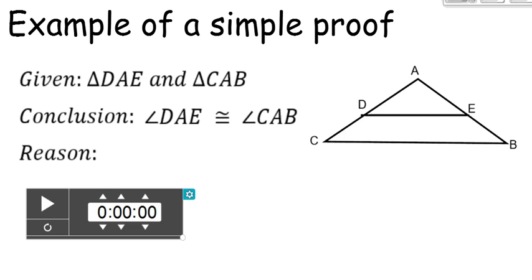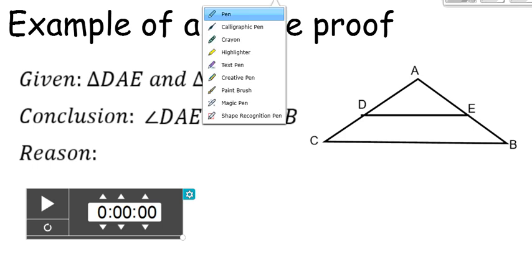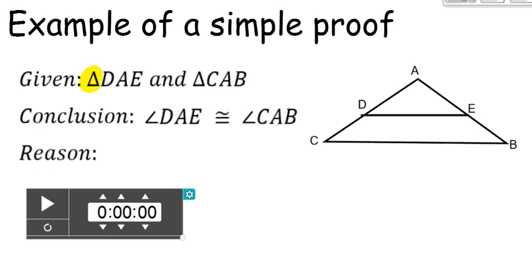All right, so here's an example of a simple proof. Given our triangle, notice the new notation here. We haven't seen this yet, but you'll be seeing this a lot this year also. Triangle DAE and triangle CAB. So just like we did with angles, we have to follow the roadmap. So triangle DAE and triangle CAB. That's the only information I'm given.